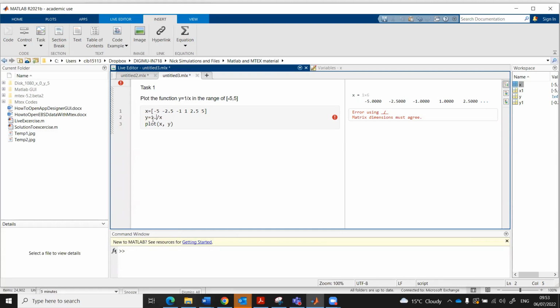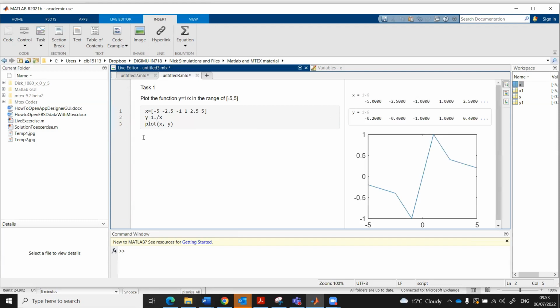Please remember, if we put a dot in front of an operator, it means that we are dealing with each component of the matrix or vector. So now everything is fine, and I guess we should get the result. Yes, exactly, we have got the result. We have calculated x's, we have calculated y's, and we plot the graph.